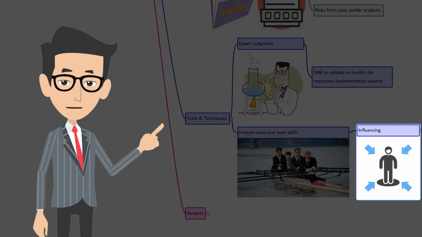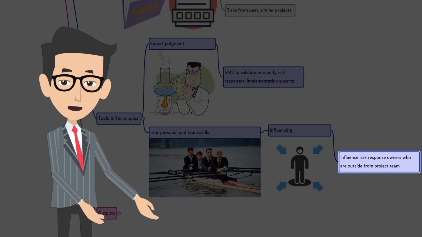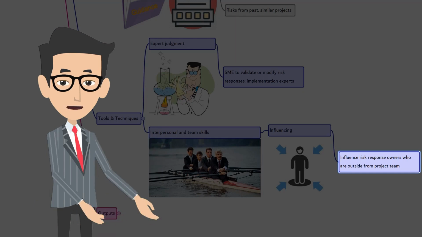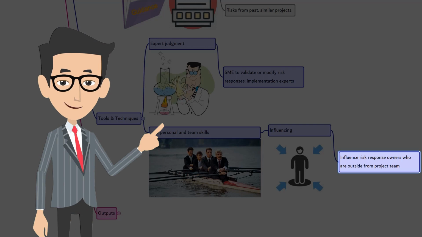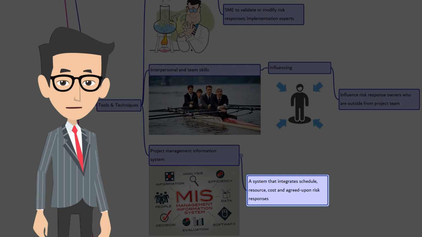Here it's influencing. Some risk response actions may be owned by people outside the immediate project team or who have other competing demands. The project manager may need to exercise influencing to encourage nominated risk owners to take necessary actions wherever required. The last one is project management information system. A project management information system can integrate schedule, resource, cost, and agreed upon risk response plans and their associated activities.